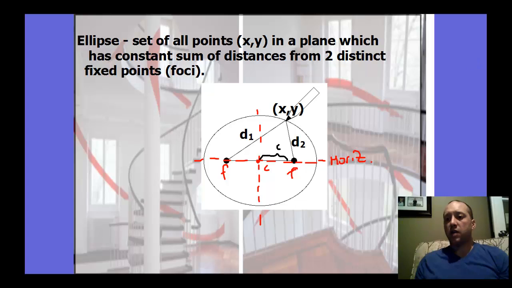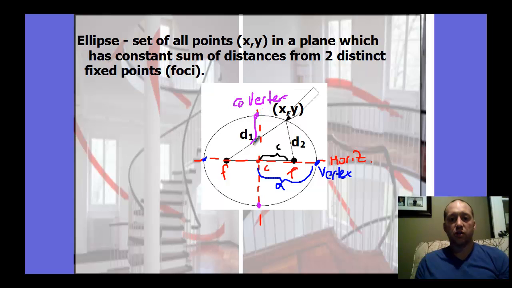Now the A and B, A is the distance from the center to the vertex. So we have these vertices out here, and the distance from the center to the vertex is A. And then we have what's called a covertex. The other points, these are called covertices, and the distance from the center to the covertex is B. And so those are the dimensions we're going to have.